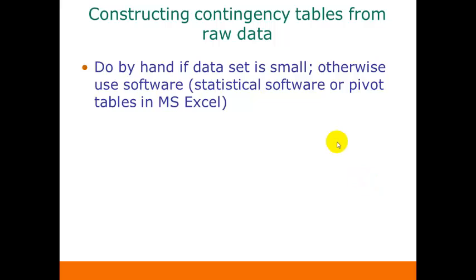Now the other thing that we might need to do is to construct a contingency table from raw data. This is a little bit harder, especially if the data set is very large. So if the data set is pretty small, then we can do this by hand, just by counting up how many observations are in each combination of categories. Otherwise, we want to use software, either some type of statistical software. We're going to use StatCrunch in an example. Or if you have the information in Microsoft Excel, you can do pivot tables if you know how to do that.